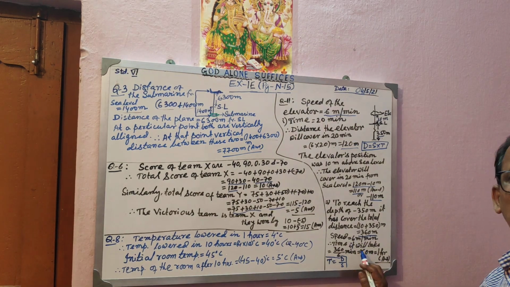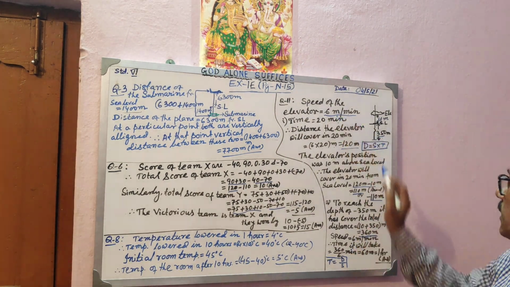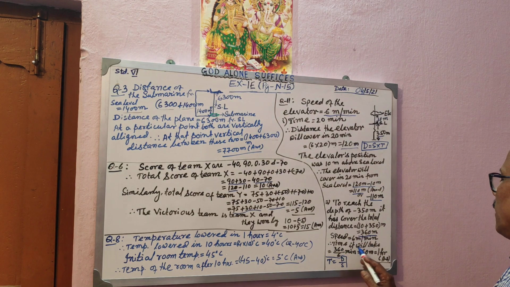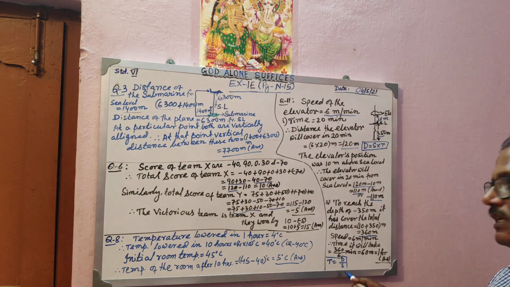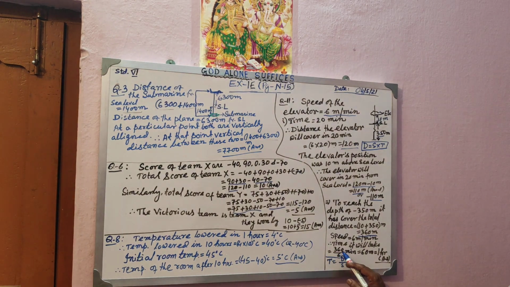Now the speed is how much? Speed is given as 6 meter per minute. How much time will be taken? You know, time is distance divided by speed. So it will be 360 by 6, that is 60 minutes. 60 minutes is equal to 1 hour. So the second answer will be 1 hour.